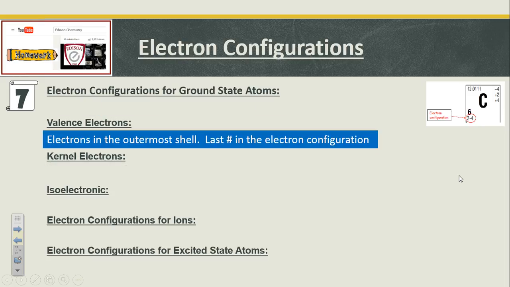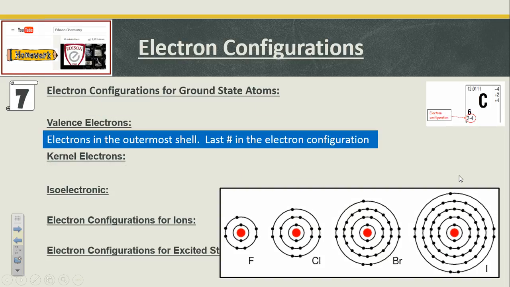Valence electrons. What are these things? These are the electrons around the outermost shell. It's the last number in the electron configuration. So if we were to write electron configurations for these examples, this one would be 2-4-6-7. This one would be 2-8-7. And all I'm really doing is counting the electrons and telling you the locations.